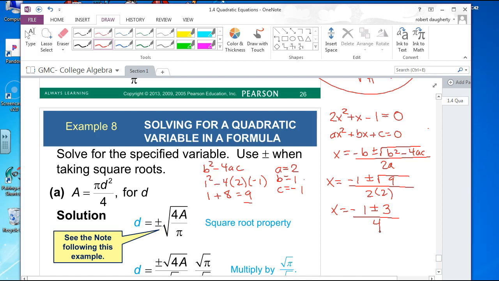So your answers are x equals, what is negative 1 plus 3? That's going to be 2, so you get 2/4. What's negative 1 minus 3? That's negative 4. So 2/4 or negative 4/4. So your answers are going to be 1/2 or negative 1. Okay, that should be it for the lecture part of 1.4.